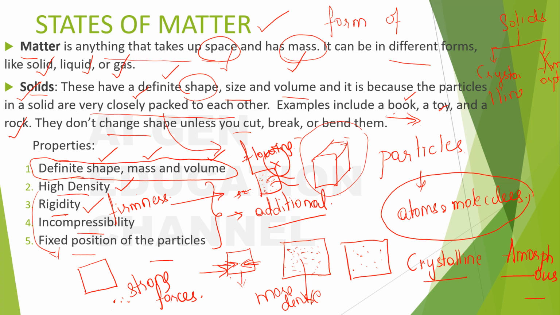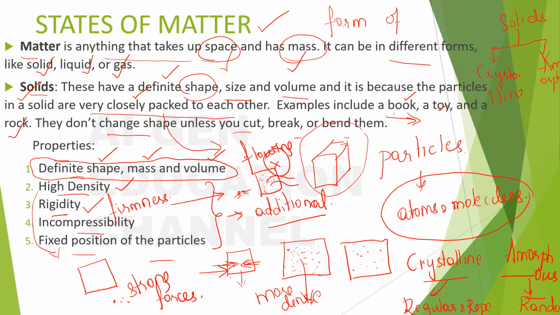It is basically based on the pattern of the arrangement of the particles. In crystalline, you can find that the pattern is regular and repeated, so it is very nicely organized. And in the amorphous, they are randomly arranged. This is more than enough for 4th grade.